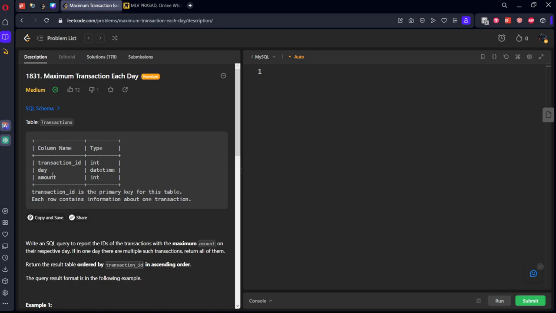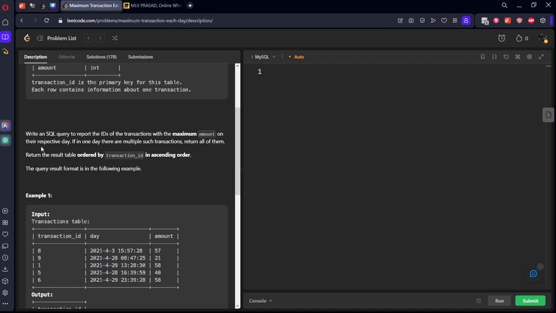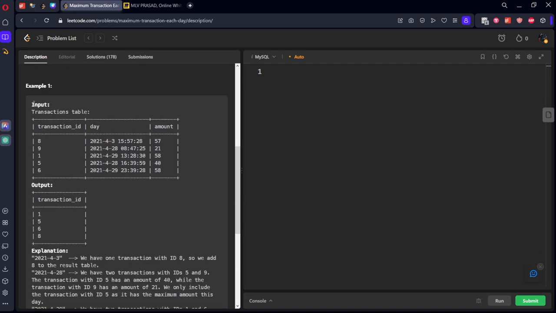Okay, they have given a transaction table where they have transaction ID, day, amount. Write a SQL query to report the IDs of transactions with the maximum amount on their respective day. If on a day there are multiple transactions with the maximum amount, return them all. Order by transaction ID. They have given a sample database.